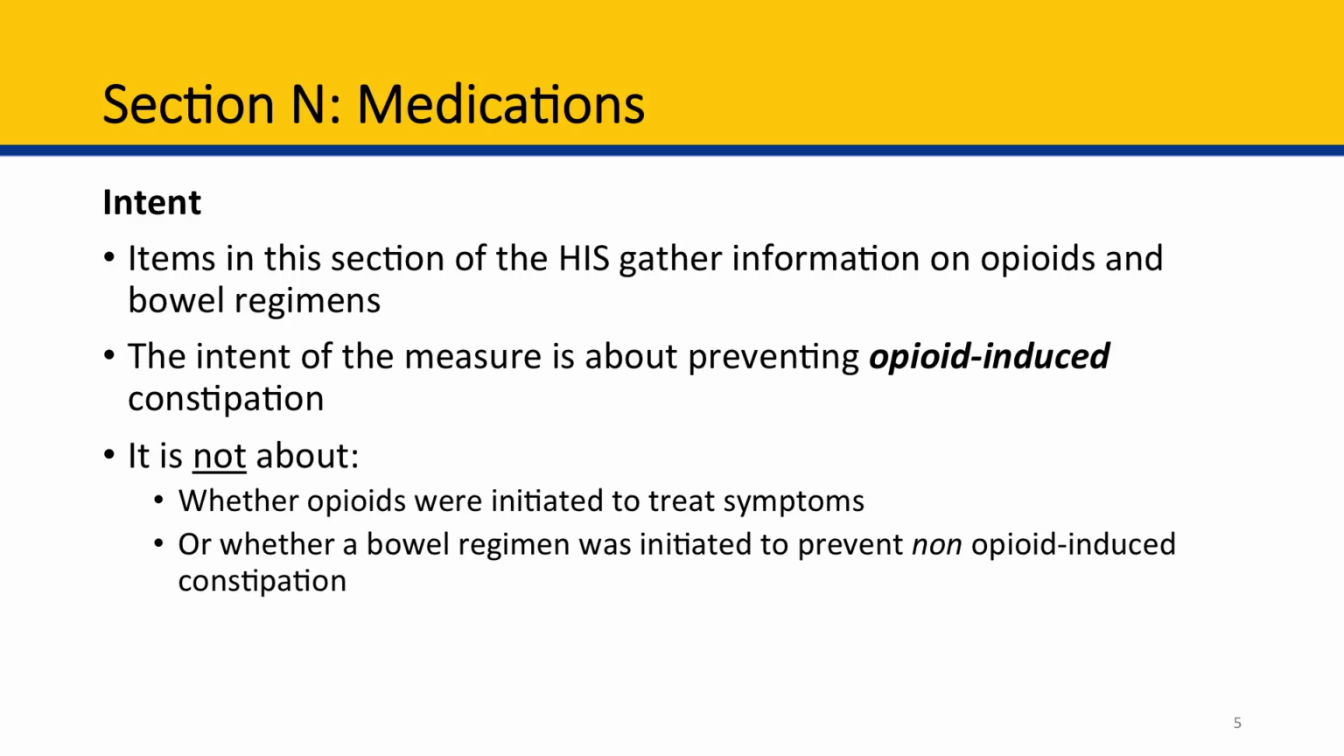Section N gathers information on opioids and bowel regimens. The intent of the items in this section and the associated quality measure is about preventing opioid-induced constipation, not about whether opioids were initiated to treat symptoms or whether a bowel regimen was initiated to prevent non-opioid-induced constipation.